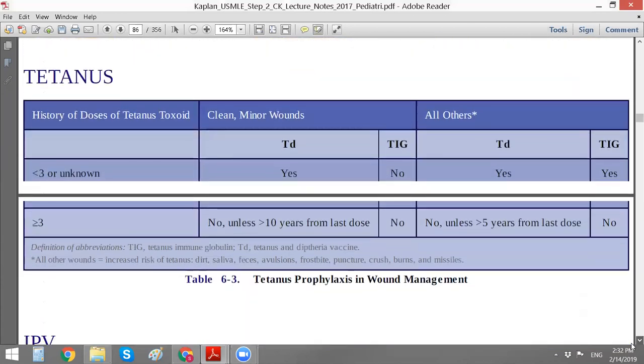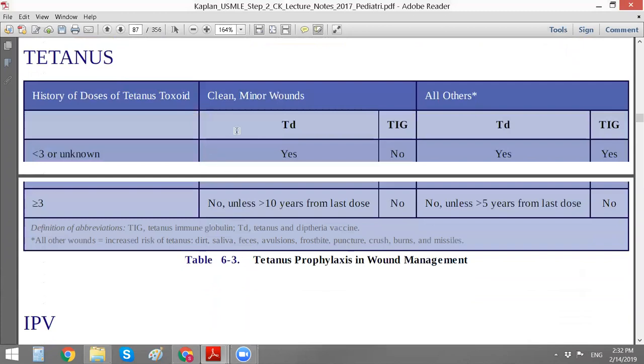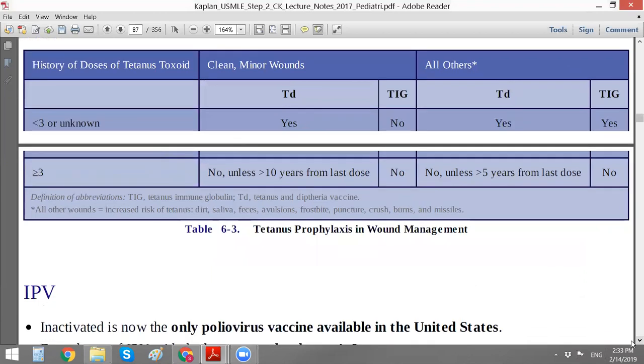And we have tetanus, history of doses of tetanus toxoid less than 3 or unknown. Yes, they start, and then Td is yes, and TIG yes. And if it is 3 or more, then no, unless it is greater than 10 years from the last dose. And we don't give immunoglobulin, no, unless greater than 5 years from the last dose. For less than 3 or unknown, we give Td, or for a clean minor wound. And for all others, we give Td and TIG. This is different in the UK.